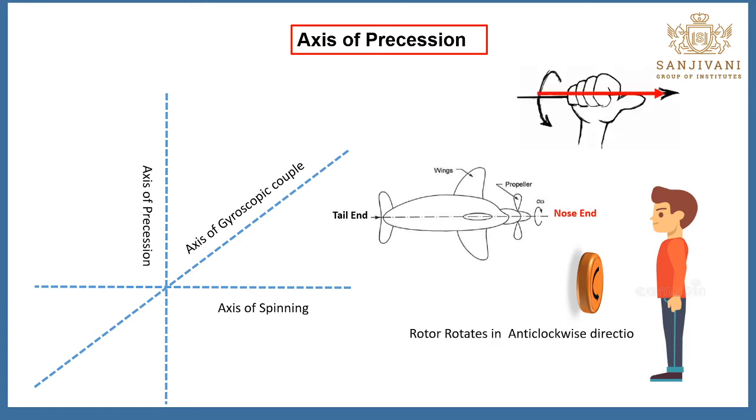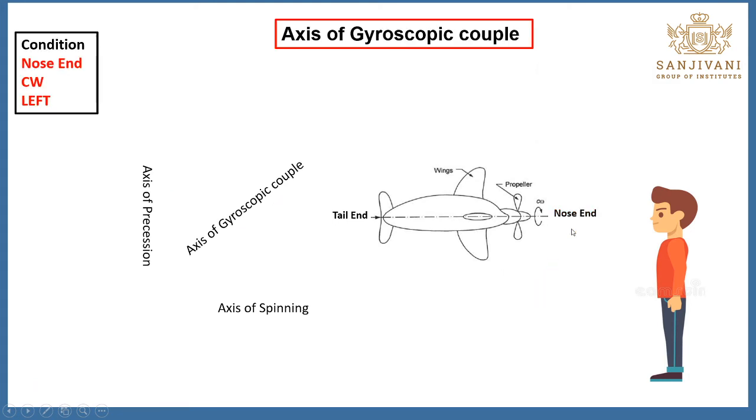Again, in this case, rotor rotates in the anti-clockwise direction. That's why this vector is towards right. That aeroplane is taking the turn towards right. Towards right means this direction is the clockwise direction.